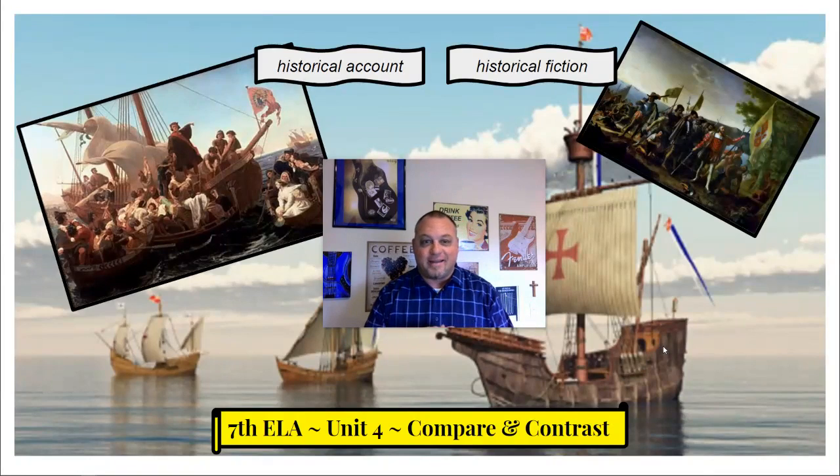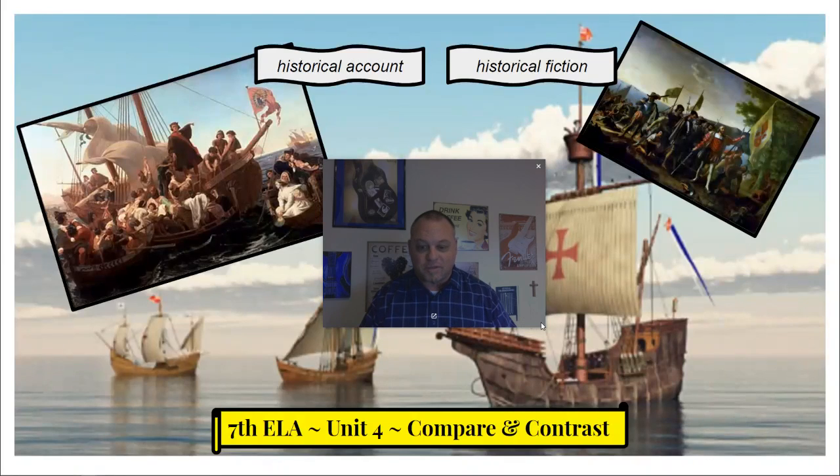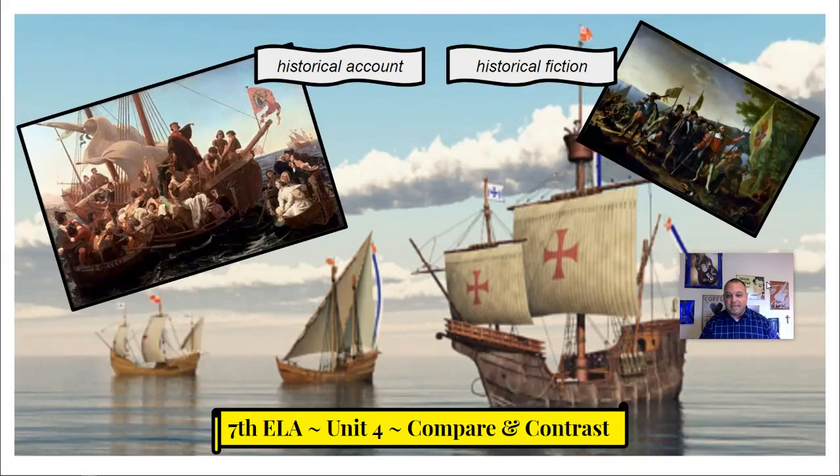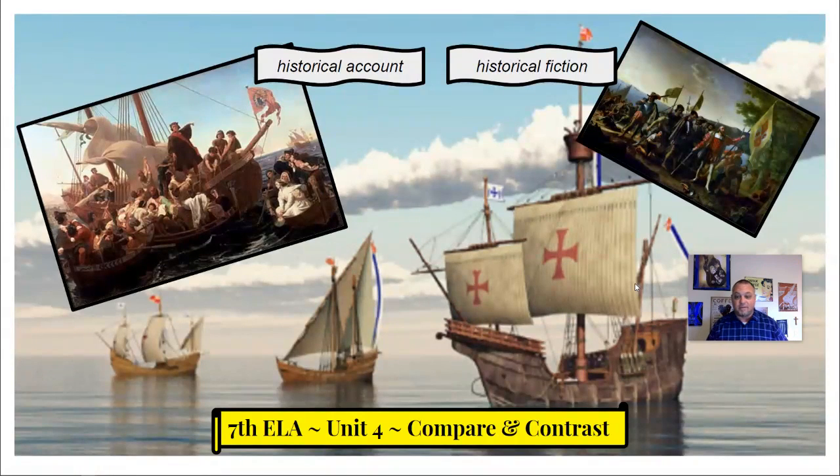Going again to look at historical account and historical fiction through the lens of our compare and contrast unit. So I wanted to start off with just a little thought about historical events. What you see here are three ships, the Nina, the Pinta, the Santa Maria, all of which are real in history, all of which were captained or at least focused through a gentleman by the name of Christopher Columbus. You see him in these two paintings here. But the question is, what's real and what's fiction?